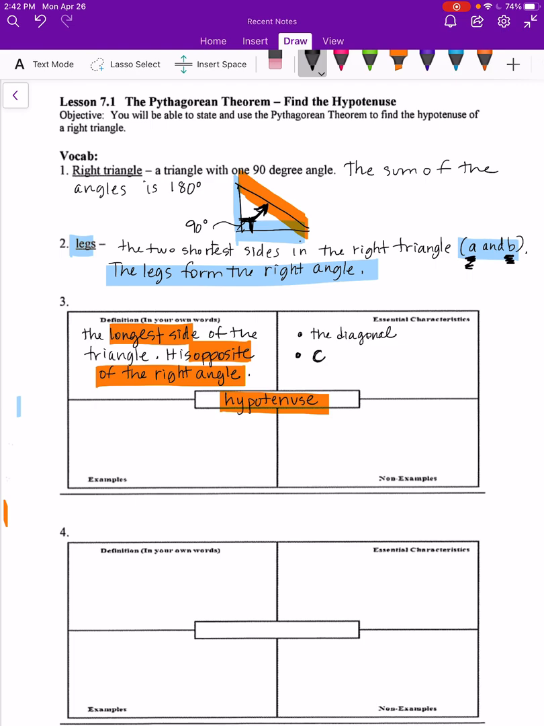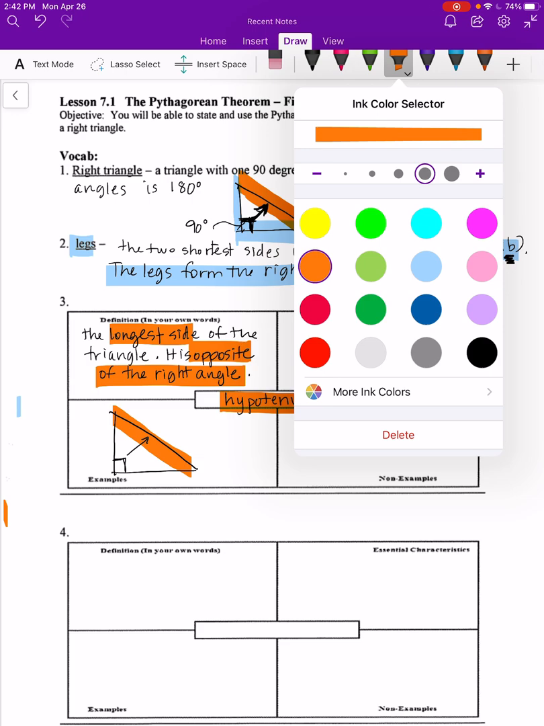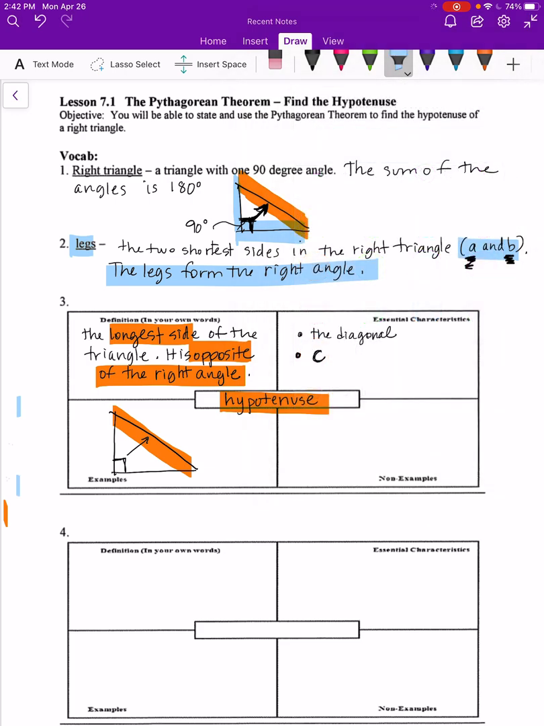Now the hypotenuse is C. So I'm just going to draw another example in here so you can see it. Very similar to what you see up here. There's my right angle. The hypotenuse is right across from that right angle. So here's that hypotenuse. And again, A and B form the right angle. Those are legs.